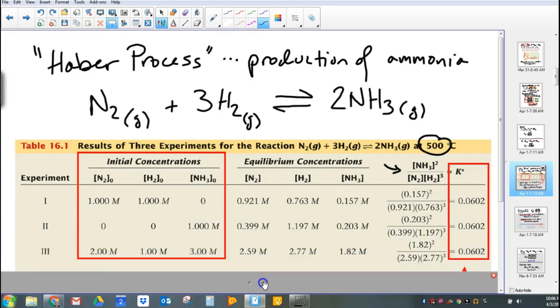Let's look at the third one. The third one is, all right, some random numbers. How about 2 moles per liter of nitrogen, 1 mole per liter of hydrogen? Let's throw some ammonia in there, let it run to equilibrium. And we get these numbers once the system has reached equilibrium.